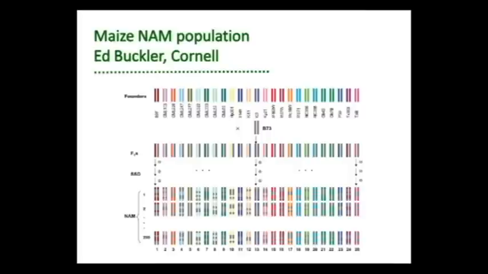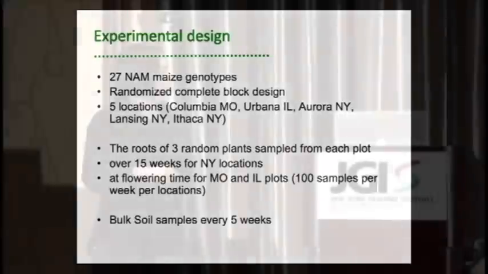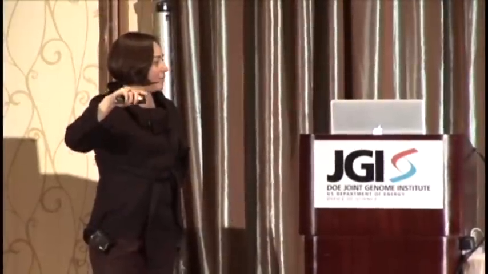We've been studying the parents because if we can't find differences between the microbiotas on the roots of the parents, there's not much point in going on to the big set of NAM plants. So what we've done is take 27 of these founding lines and plant them in 5 different locations last year, this last summer, 2 in the Midwest and 3 in New York. And then we've been sampling 3 plants from each plot. We have a time series for the New York locations over 15 weeks. And then we've sampled the Midwestern plants at flowering time. We've also been collecting bulk soil samples.